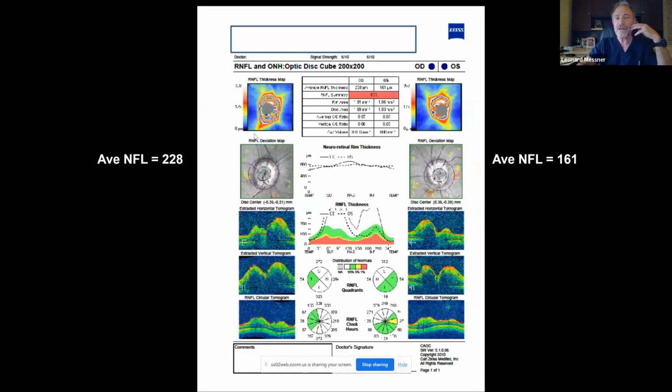So here we can see the nerve fiber layer plots of this individual. And there is this increased thickness, almost in a global fashion. Average nerve fiber layer thickness in the right eye is 228 microns, and in the left eye, it's 161 microns, maybe with a little bit of sparing of the temporal fibers here in the right eye and here in the left eye.